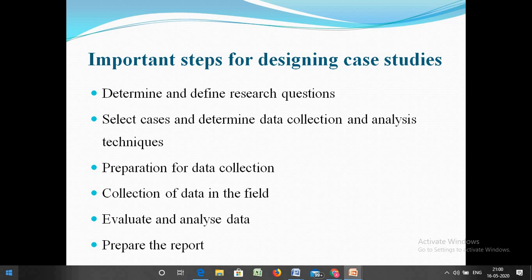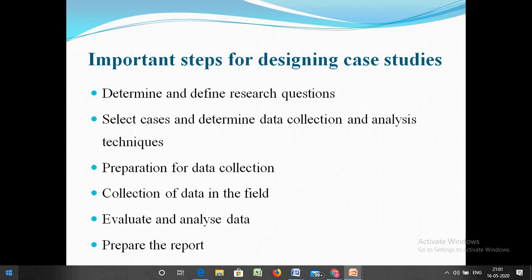The case study method, using multiple methods of data collection and analysis techniques, offers researchers the opportunity to triangulate. Now here, triangulate, the term in social sciences, usually means the application and combination of several research methods in the study of the same phenomenon.